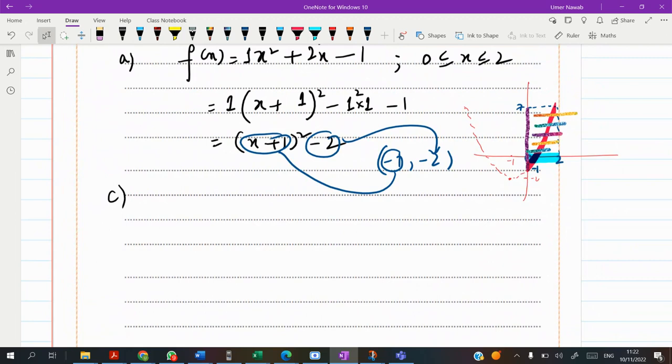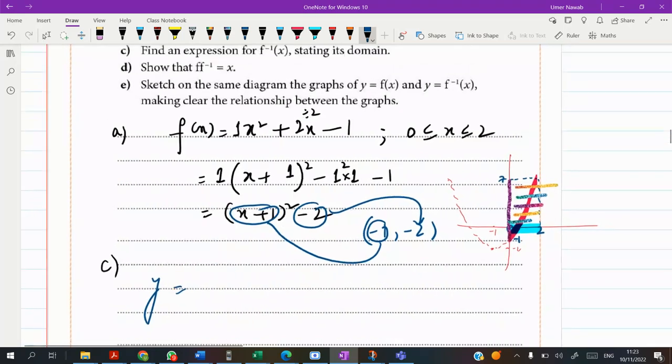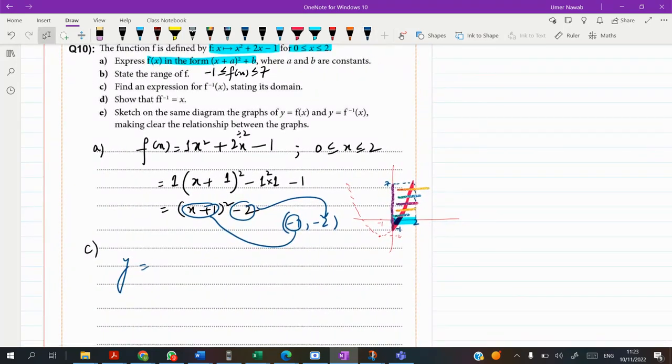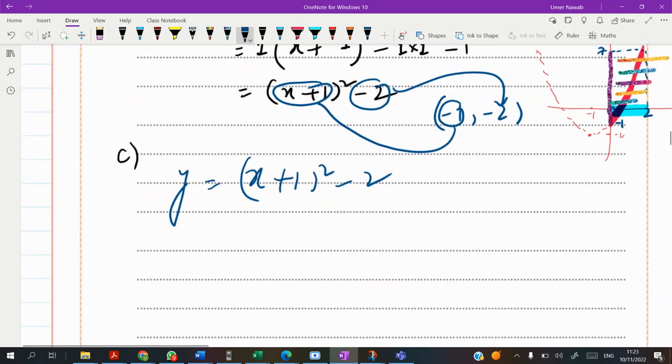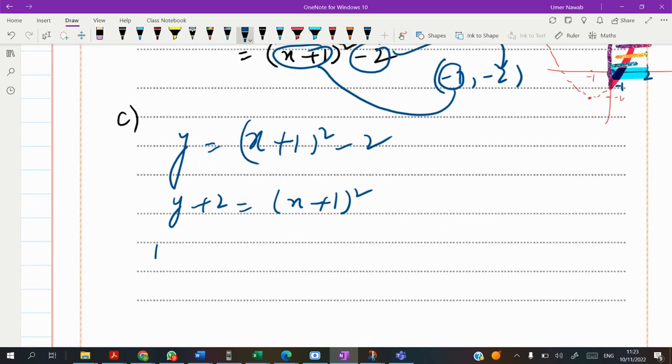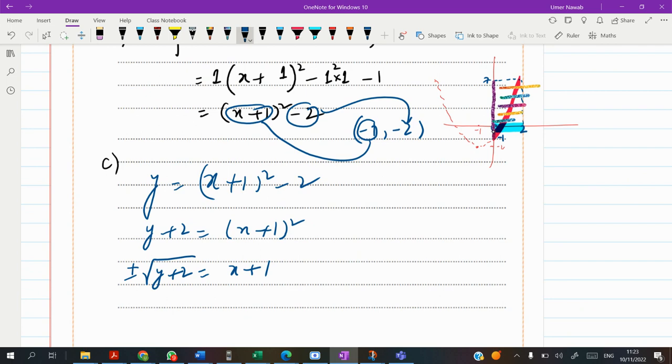So how to find the inverse function? y is equal to the completing the square form, which is (x plus 1) whole squared minus 2, and send it to the other side. y plus 2 is equal to (x plus 1) whole squared. Send the square to the other side with plus minus sign. Square root of y plus 2 is equal to x plus 1. Shall I use plus or minus 1? Did I use the right flap?